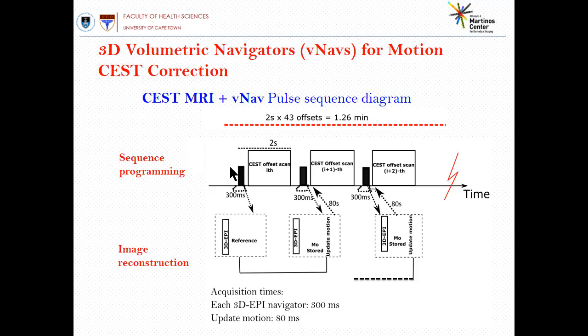The navigators take around 300 milliseconds. Since CEST has a 1 second gap for the spins to return to their original position, the navigator doesn't need any additional time. We just use the gap to insert the navigators.